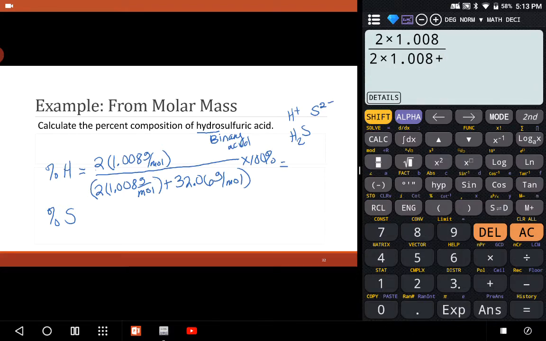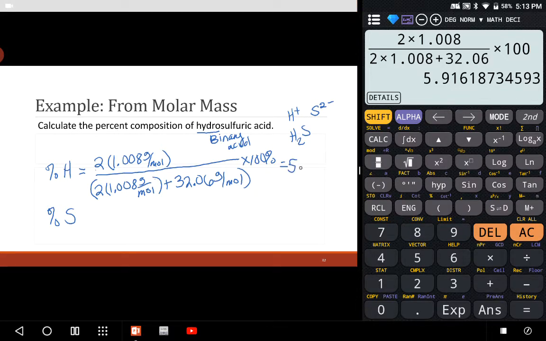plus 32.06. And then I will turn that into a percentage. And so that is 5.916. Why is my 6 so little? And all of these had 4 sig figs, and so most likely I'll end up with 4 sig figs in the end.